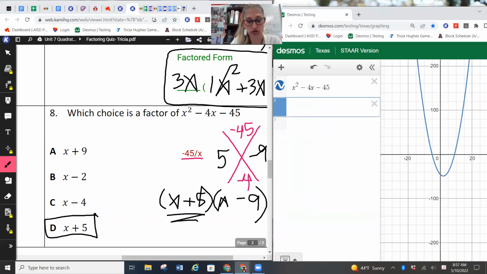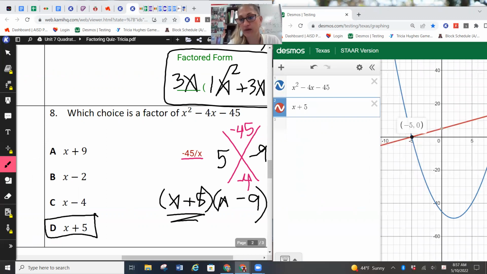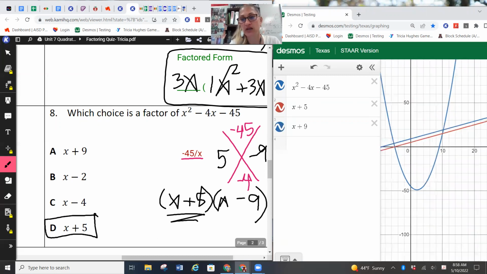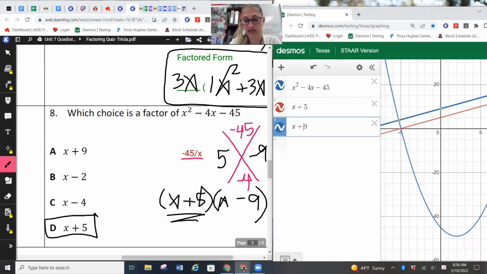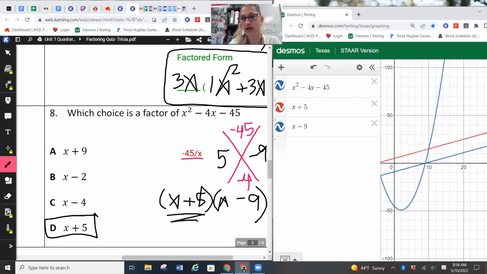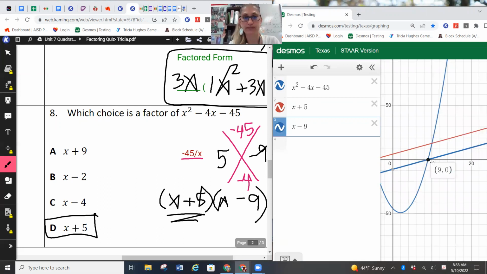Now let me show you another cool trick. If you forgot how to factor, you could type in x plus 5. Check it out. Check what happens. They intersect at the 0. So we're on the x-axis. That's how you know you got it right, if the factor intersects the parabola on the x-axis. Notice the x plus 9 does not intersect on the x-axis. Now, if it was X minus 9, it would, check it out, right there. It matches on that one. So that's another strategy. That's the Desmos way.